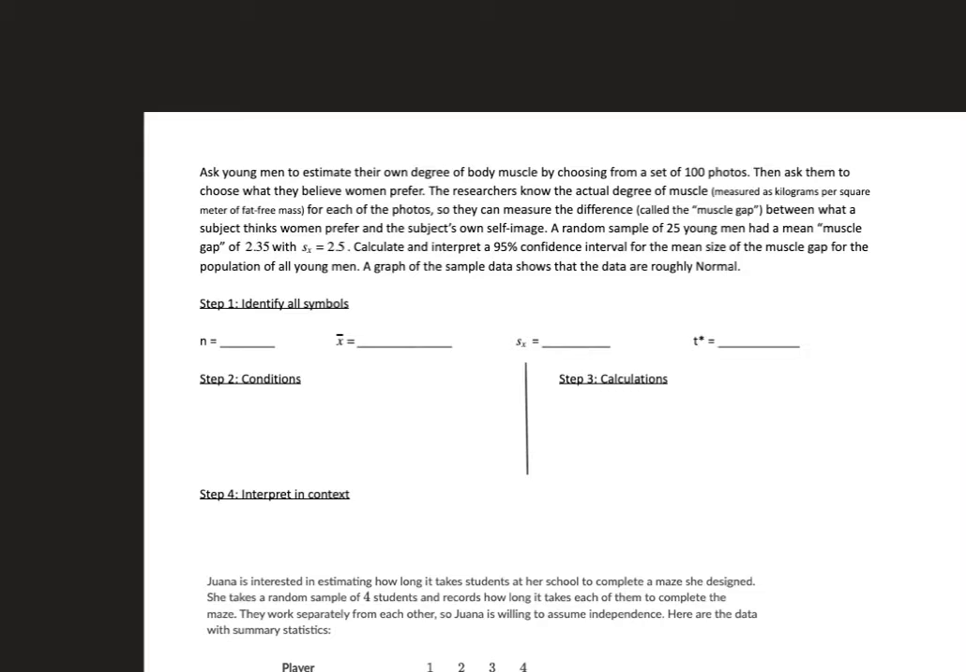So it says a random sample of 25 young men had a mean muscle gap of 2.35 with a standard deviation of 2.5. So our sample size is 25. Our mean muscle gap is 2.35. Our standard deviation is 2.5. We're calculating a 95% confidence interval.